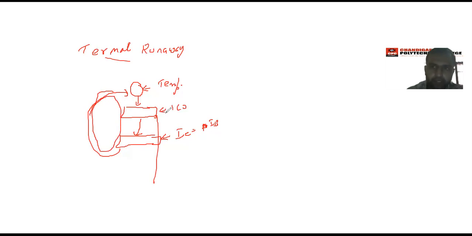After a particular value of IC, or we can say after a particular value of temperature, the transistor gets burned out, or we can say self-burned. That is known as thermal runaway. We have to avoid the thermal runaway.